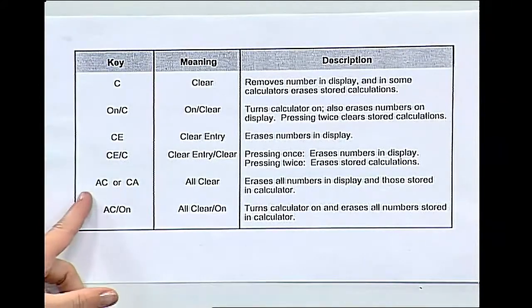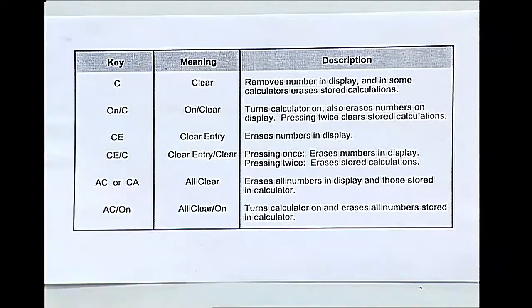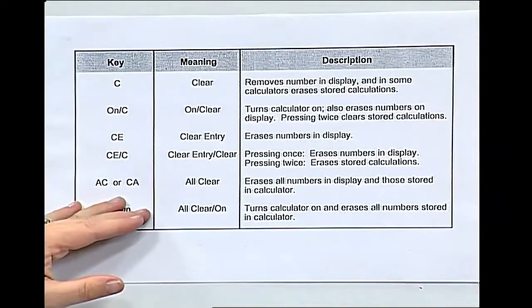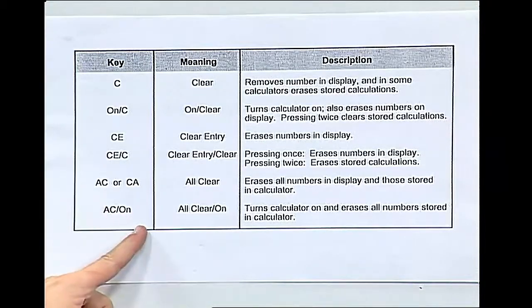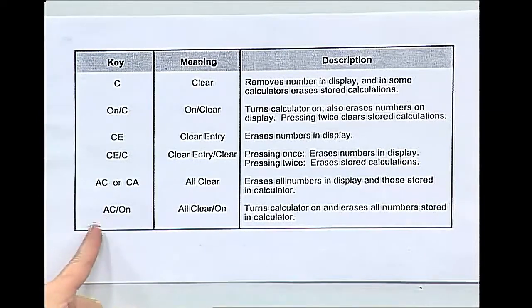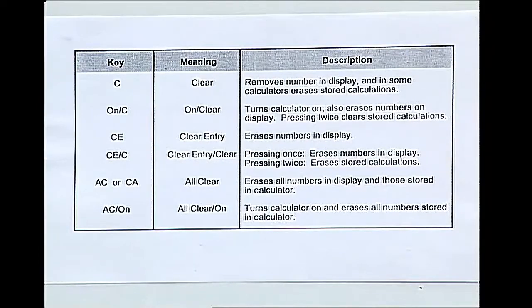Sometimes you'll find an AC or a CA button. That means all clear or clear all. It does exactly what you might think it does. Pressing this button clears any of the calculations that you have put into your calculator. And finally, you might have an AC/on button. This button will turn the calculator on when it's off, but if you depress it while the calculator is on, it will clear everything in your calculator that you have done up to this point.